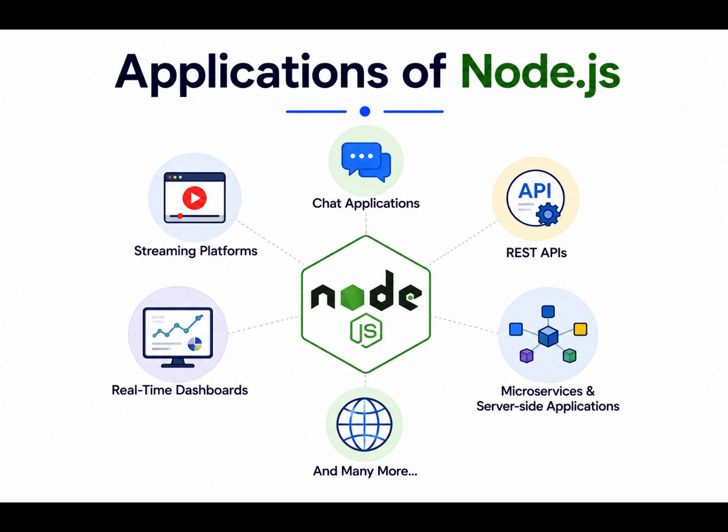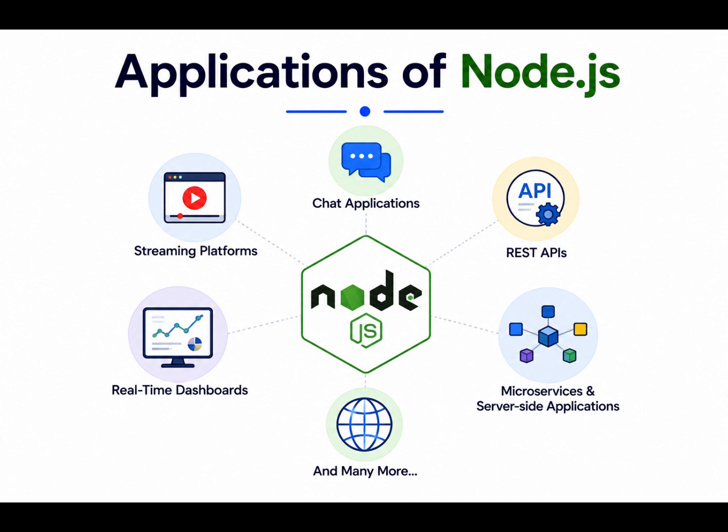Streaming applications. Let's take YouTube or Netflix as an example. When you watch a video, you don't have to wait for the entire video to download before it starts playing. Instead, the video begins playing immediately while the remaining part continues to load in the background. This process is called streaming, and Node.js is highly efficient at handling streaming applications because it can process data continuously as it becomes available.